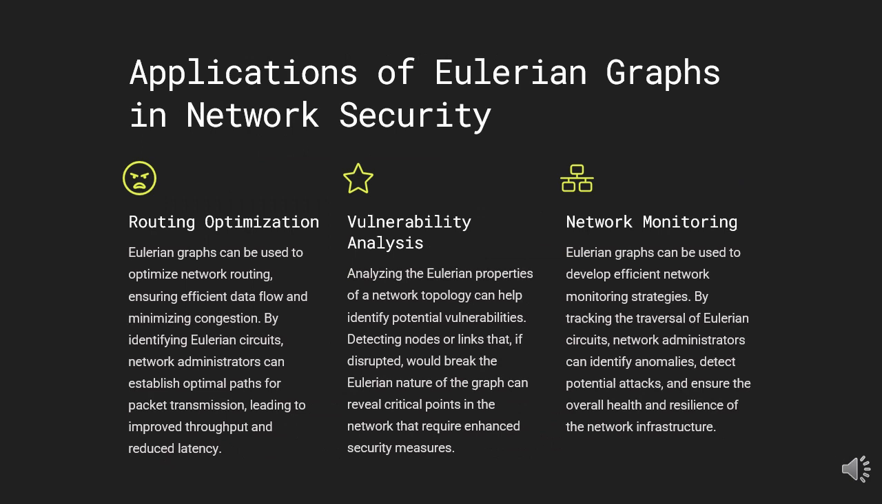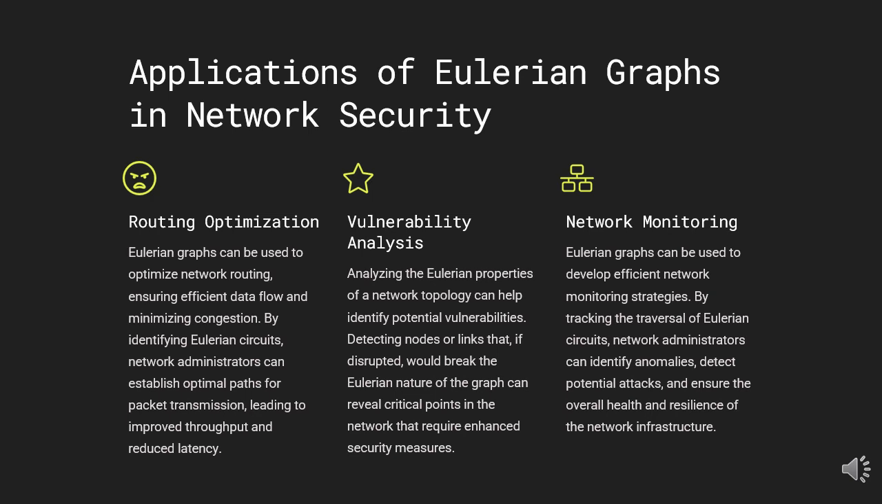Applications of Eulerian graphs in network security. Route optimization. Eulerian graphs can be used to optimize network routing, ensuring efficient data flow and minimizing congestion by identifying Eulerian circuits. Network administrators can establish optimal paths for packet transmission, leading to improved throughput and reduced latency.